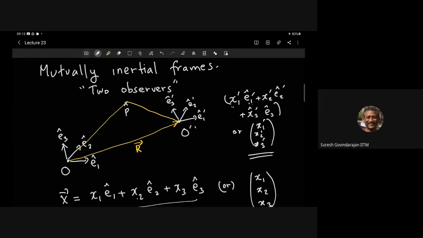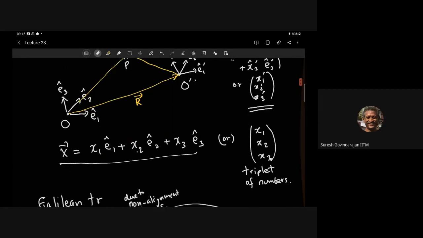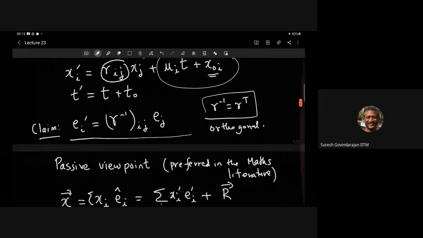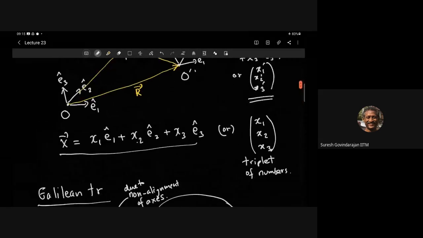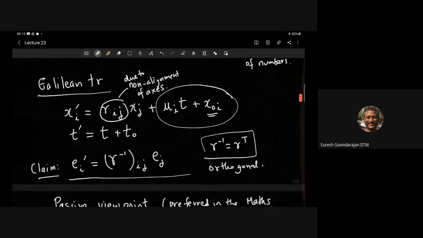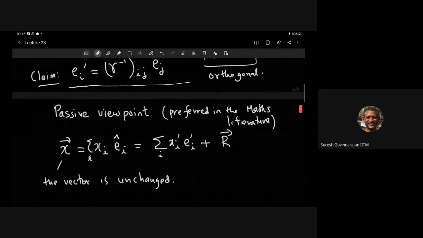Sir, why is e_i prime equal to R inverse e_j? Why not R? Because that is the point. Very good. The reason is that this quantity, this thing, is invariant.